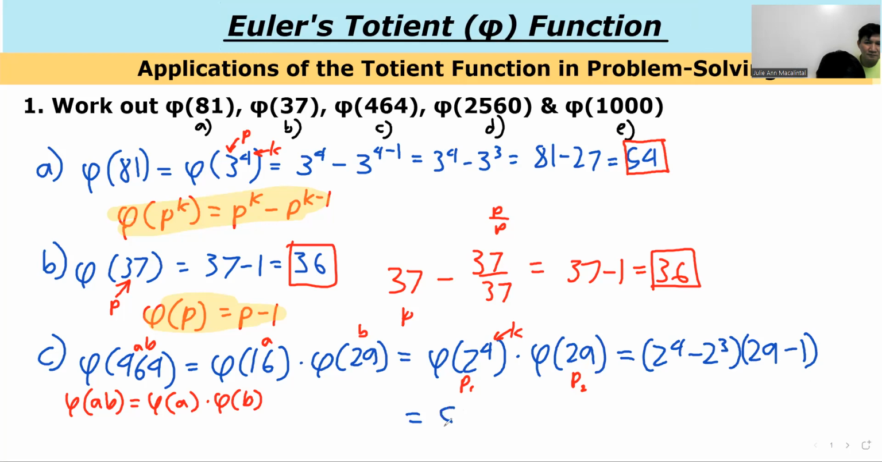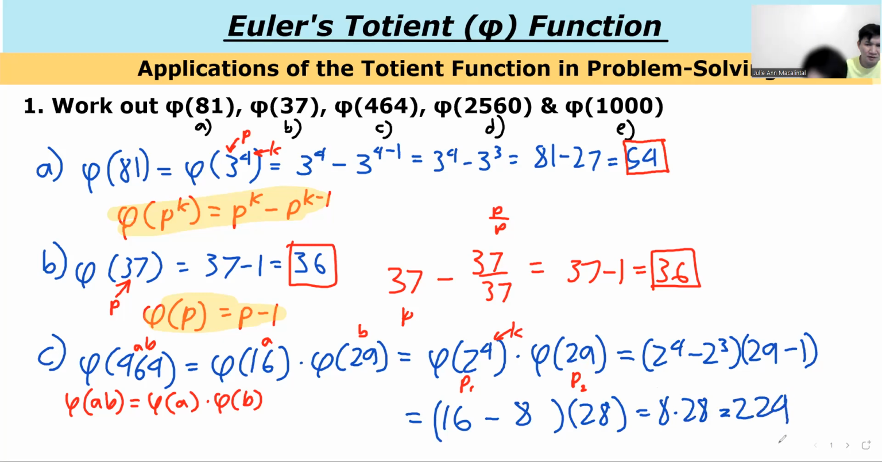Eventually, 2 to the 4th is 16 itself. 16 minus 8 is 8, and 29 minus 1 is 28. So 8 times 28 is 224.